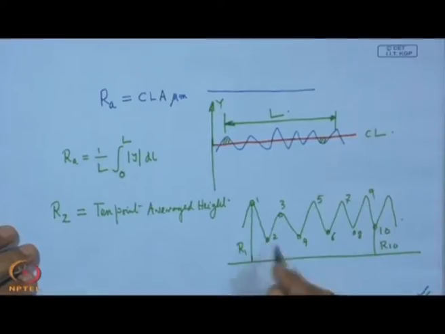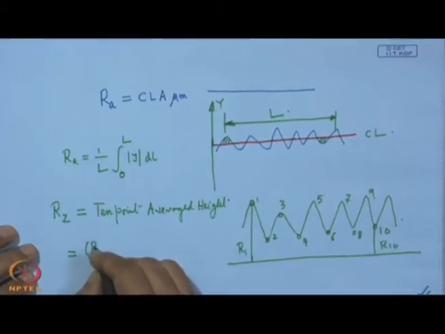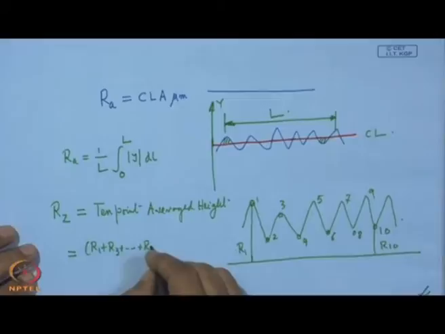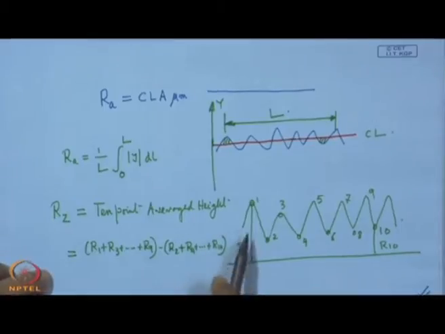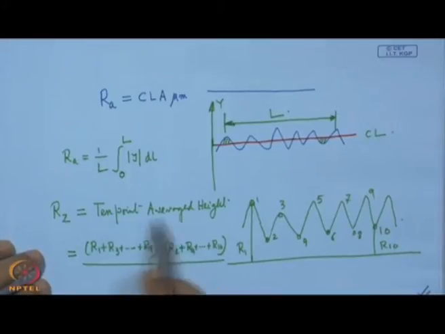So, what we can do, it is actually the arithmetic average of the height of the peaks, that means R1, R3 to R9, minus R2, R4 to R10. So, this is actually the summation of heights of the hilltops, and this is the valleys, and that is divided by 5. So, this is actually the pair. So, we consider 10 points and these heights are considered.